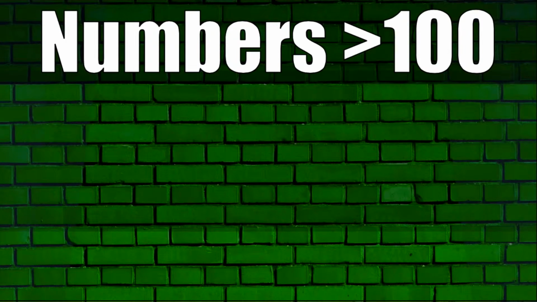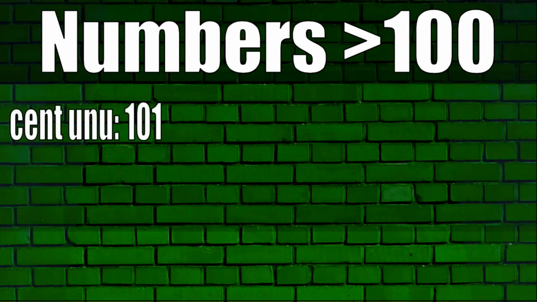For other numbers bigger than 100 that aren't multiples of 100, we do the same thing that we did with numbers less than 100. You say the hundreds place with a space, followed by the tens place with another space, followed by the ones place. Some examples are cent unu, 101. We don't need to say nul for the tens place. We can assume that if there's no number given for the tens place, that the tens place is just 0.